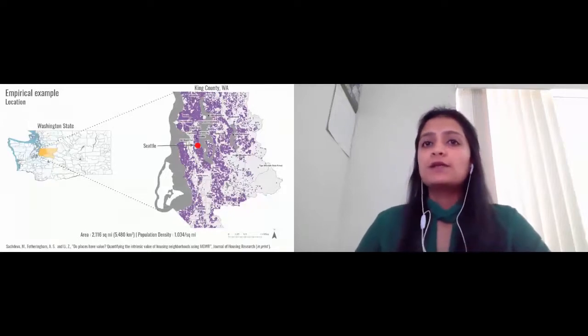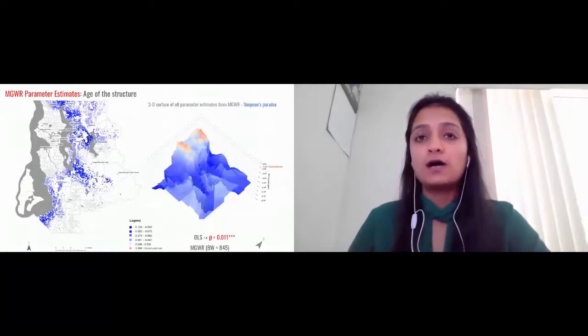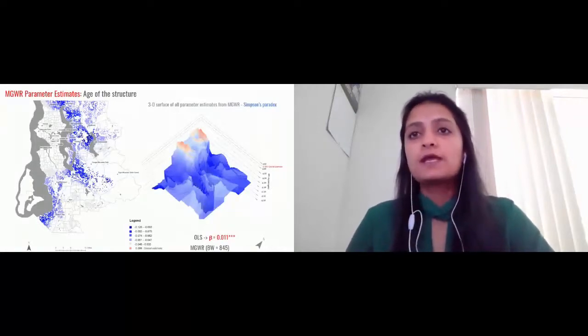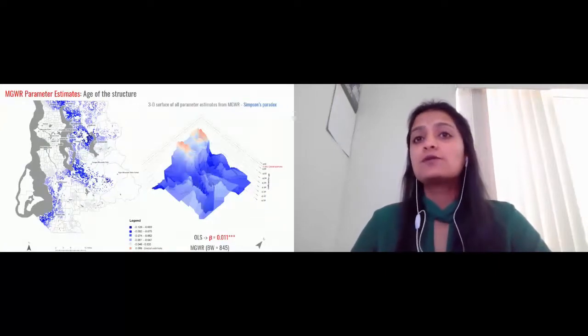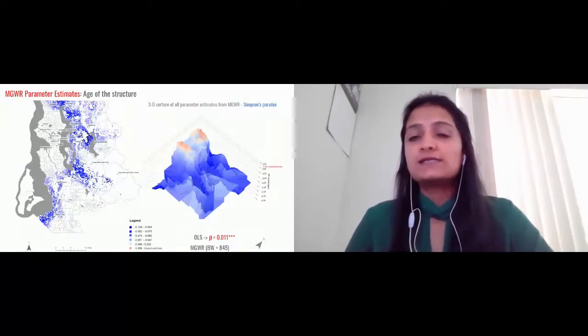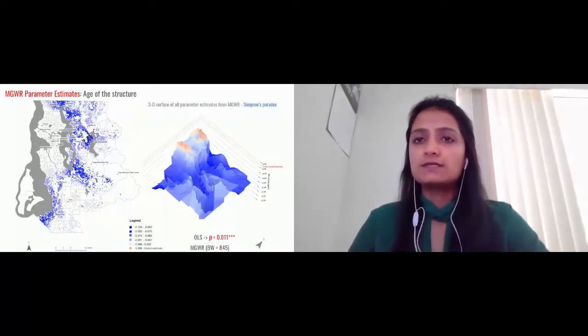We will focus on the effect of one covariate in particular, that of the age of a housing unit on house prices. So in the global model applied to all points, the estimate of this parameter is 0.01, suggesting that across this region, older houses are worth more than newer houses, assuming all other covariates to be constant.